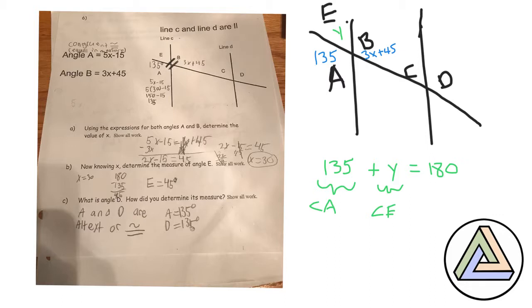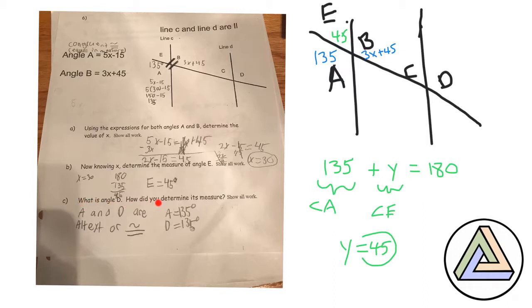So let's see. 135 plus what equals 180? We could go through the motions and solve for y by subtracting 135 from both sides, but we could also realize that, 135 plus what will give us 180? Well, that would be 45. 135 plus 45 would give us 180, so I'm just going to write that. 45. That is what angle E equals. Y equals 45. So actually, I'll just erase that, and we're going to write 45 in there. Done.